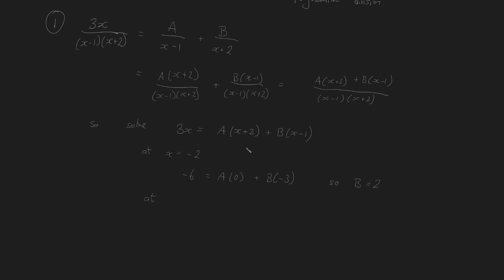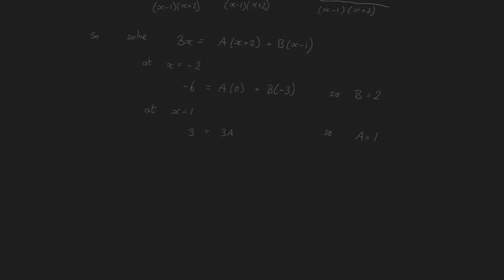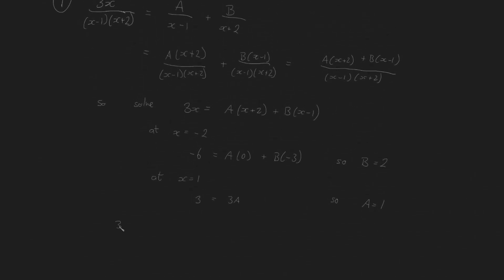And then similarly, I can make this factor go away if I evaluate everything at x equals 1. So at x equals 1, the left-hand side gives me 3, which is equal to A times, well, x is equal to 1, so it's A times 3, or 3A. There's a 0 coming out of this, and so A is equal to 1. And then to bring everything back as I need it, we have the original expression 3x over x minus 1, x plus 2 is equal to A, which was 1 over x minus 1, and then B was 2, so plus 2 over x plus 2.